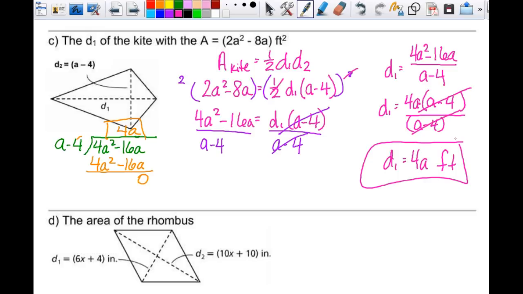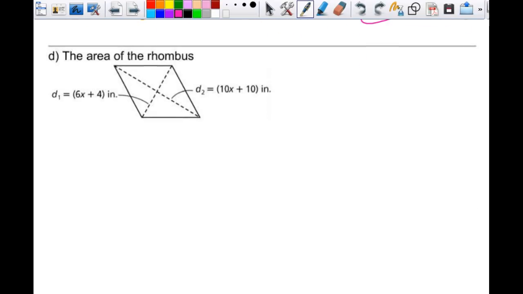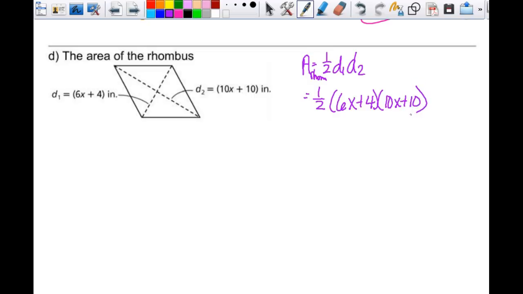All right, next one. Area of the rhombus. Area, D2. So that's equal to 1/2 times 6x times 10x plus 10. Work on that while I pass out the homework.